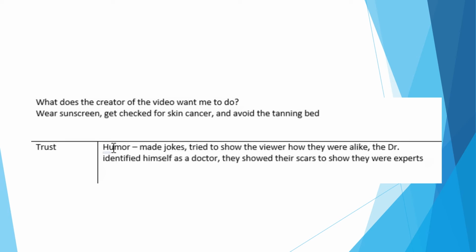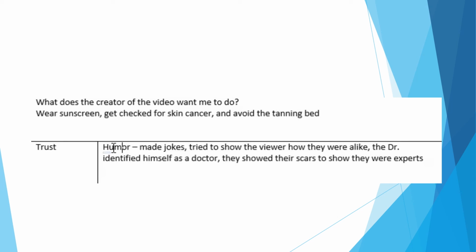And they also tried to show how they were alike with the people that they thought might be viewing this video, talking about teenage experiences, bad hair, making bad choices about alcohol, and being mad at the Star Wars movie. So they tried to establish some kind of connection with the person who was watching the video so that you would trust them more. They did things to show that they were experts. The doctor wore a stethoscope to show that he was a doctor, to convince you that he's a credible expert and that you should listen to him. And all the skin cancer survivors showed you their scars to prove that they were experts on the topic. And those are all things that they did to establish trust.